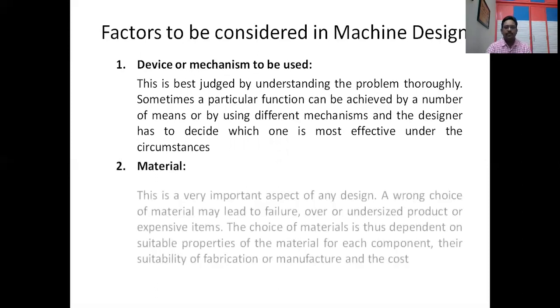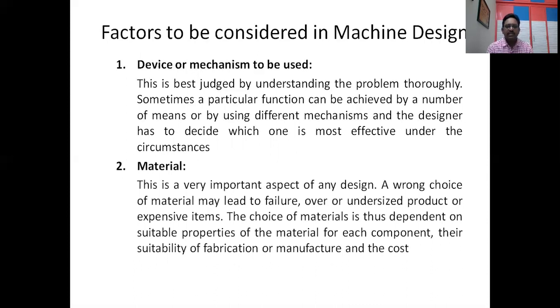Next, material. This is a very important aspect of a design. A wrong choice of material may lead to failure. Over or undersized products are expensive items. So you know that material plays a vital role in design. For example, I have a duster. Which type of material do I have? I can make a duster with wood and some dusting material by gluing them, or I can use an iron box, iron handle, and I can use a gold handle also. But which one serves the purpose?